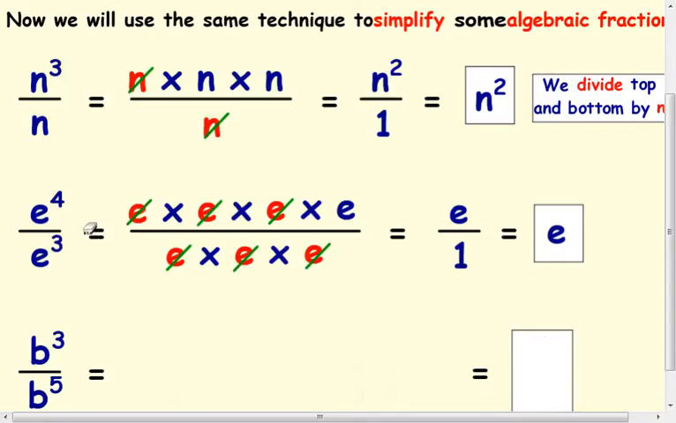Now some of you may start to notice things with the numbers. You can do something with the 4 and the 3 to get this answer. But we're going to write it out this way just now.